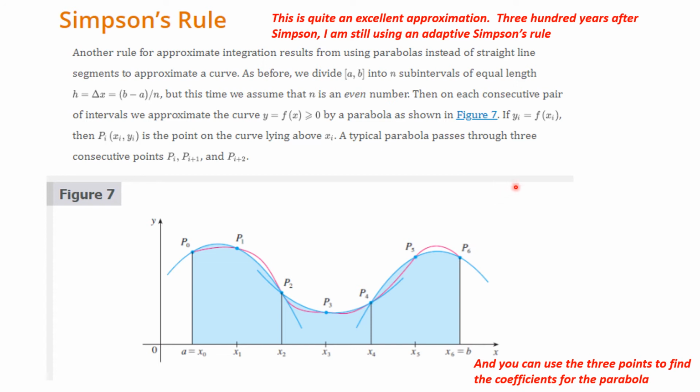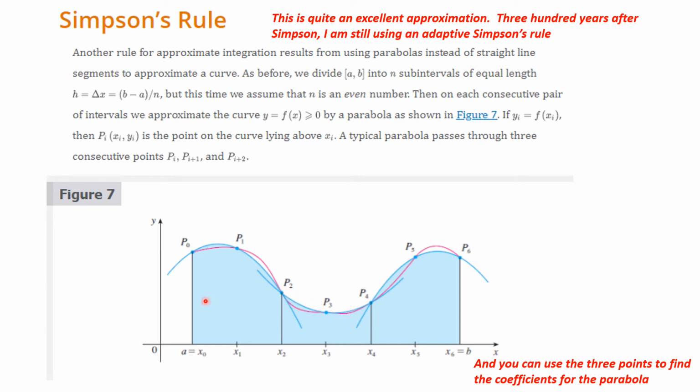Now, a parabola is going to have the form Ax squared plus Bx plus C, so the capital A, capital B, and capital C are unknowns. But if you have 3 points, you can find the coefficients of the parabola by solving 3 equations in 3 unknowns. So this is what happens. The blue is the curve, and through 3 points, we're going to draw a parabola. And then through the next 3 points, we're going to draw another parabola. And through the next 3 points, this one, this one, this one, we have it.